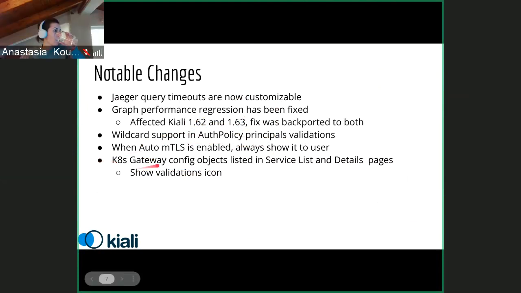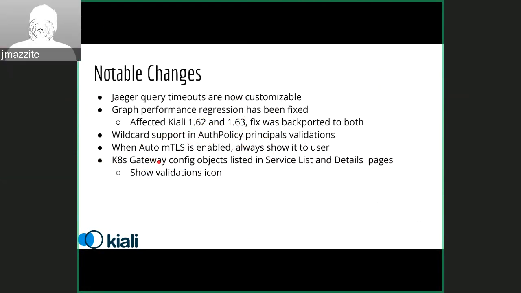And more gateway work. So in past sprints, we've been introducing Kubernetes gateway support, and this is just more work in that area. So we're showing validation icons and showing these objects in the service and details pages. So this is just continuing our Kubernetes gateway work that we have been doing.